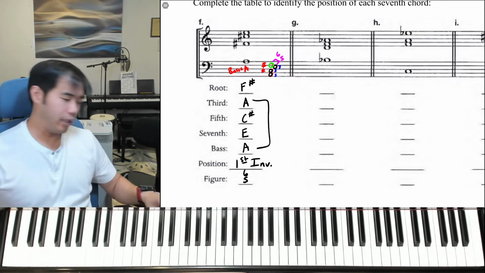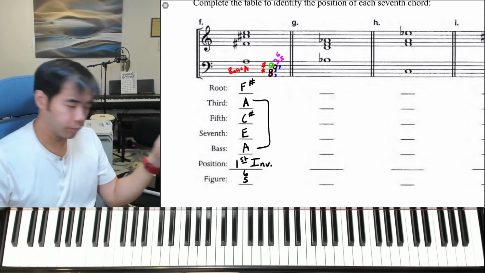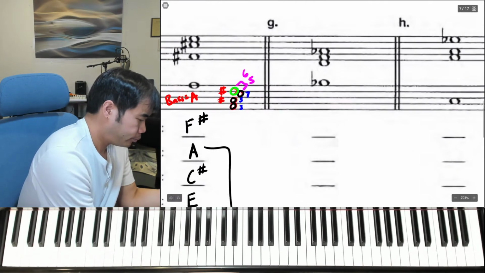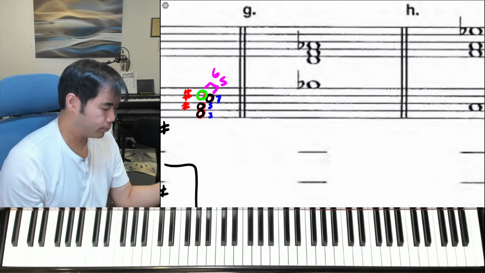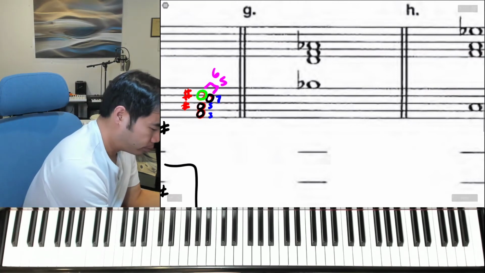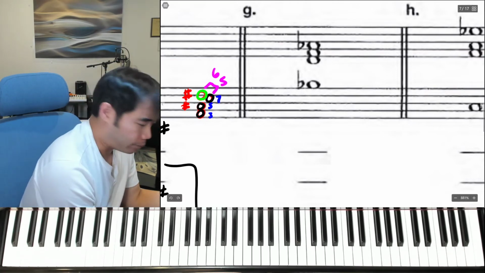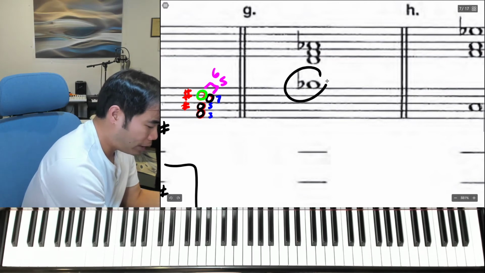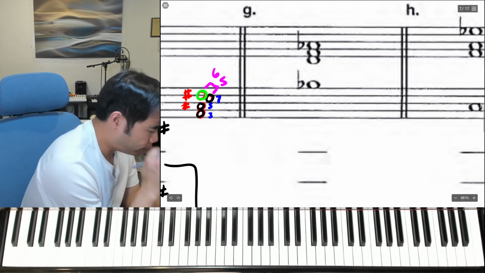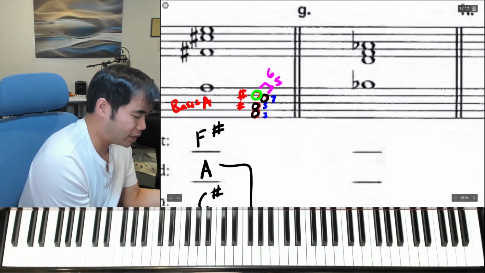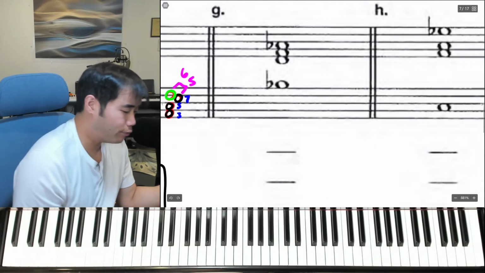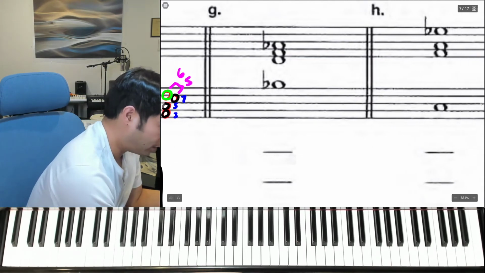Let's do one more together on this. All right, example G. Okay. So again, I'm going to do the same thing. And you don't have to build it right here. You can move it to a convenient place. Let's say that you don't like reading bass clef. Let's say you prefer reading treble clef. Fine. Build this in treble clef.